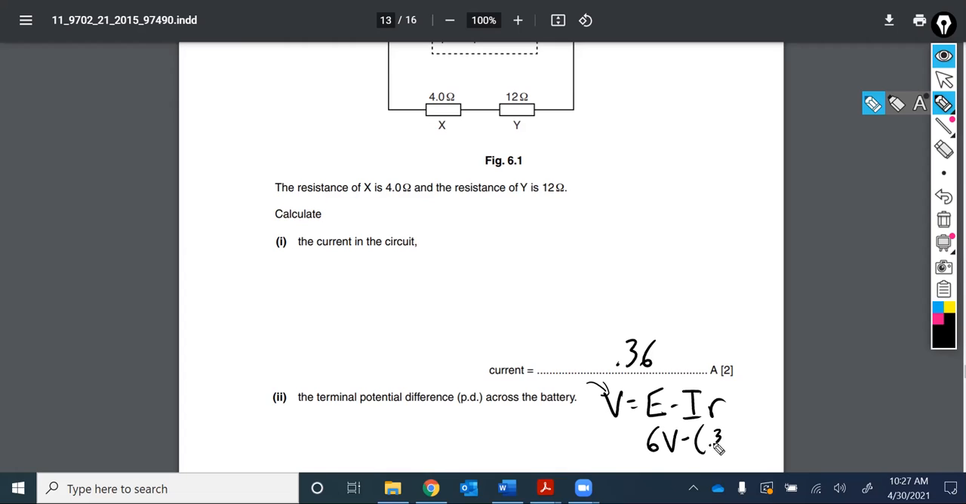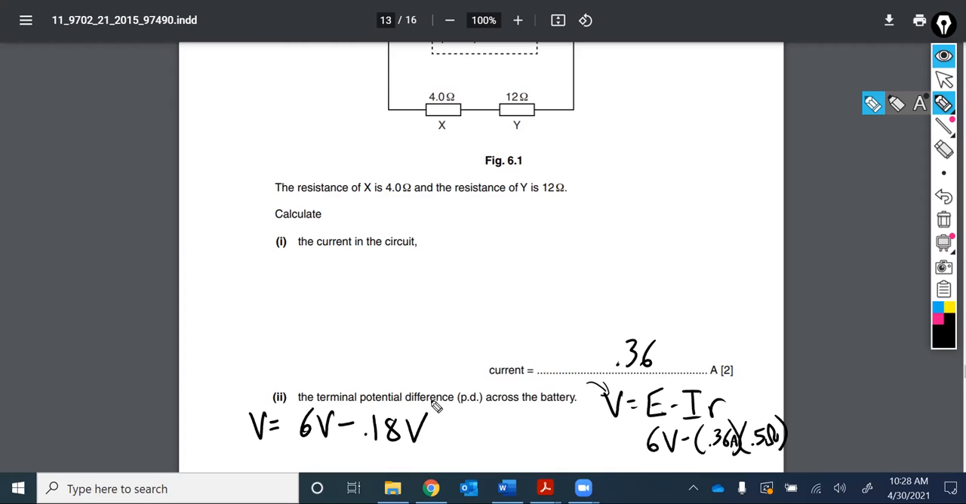Now that we know there's 0.36 amps going through this circuit, it's going to go through the 0.5 ohm resistor, the internal resistance of our battery. And so 0.36 repeating, I've got that still in my calculator, so I'm not going to round it down. I'll just keep that times 0.5. That gives me 0.18 repeating volts. Those are the lost volts. So I have the terminal PD is equal to the e.m.f. 6 volts minus the product of I times lowercase r, which is the lost volts, 0.18 volts.